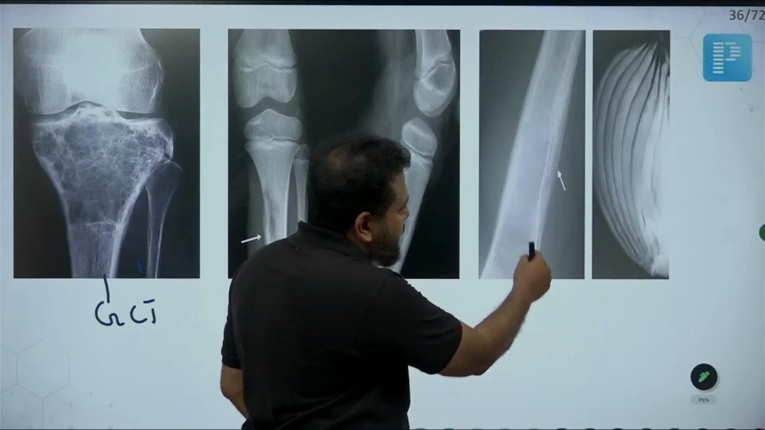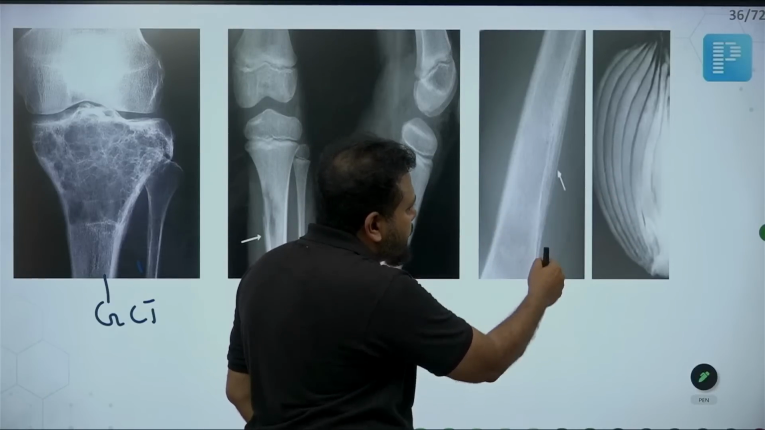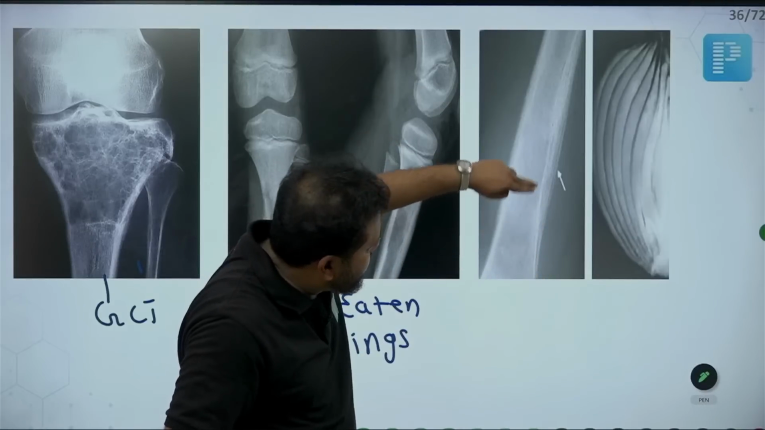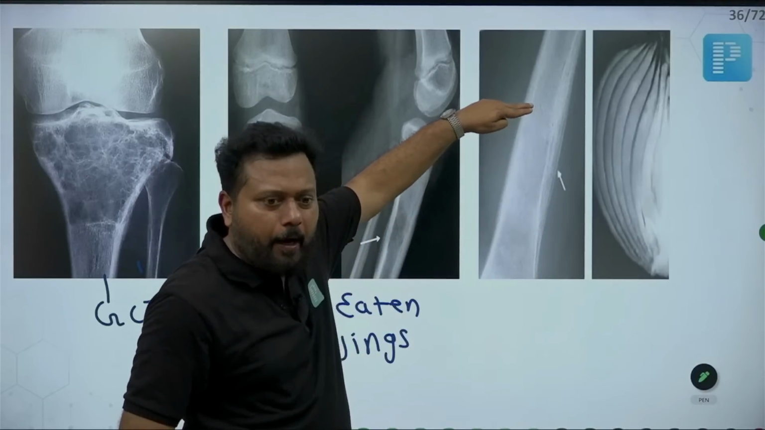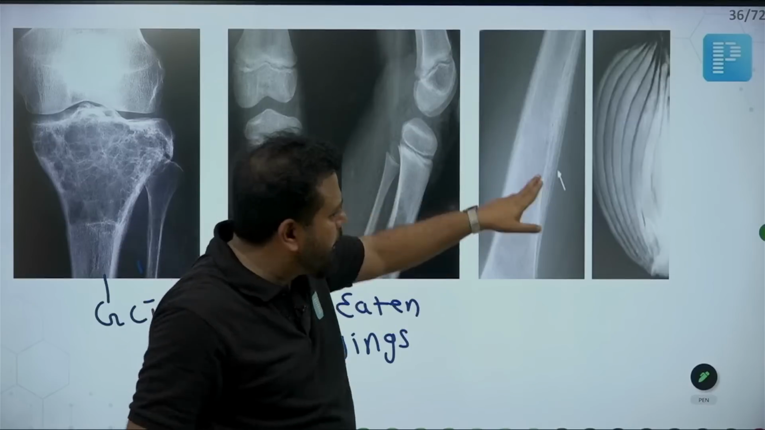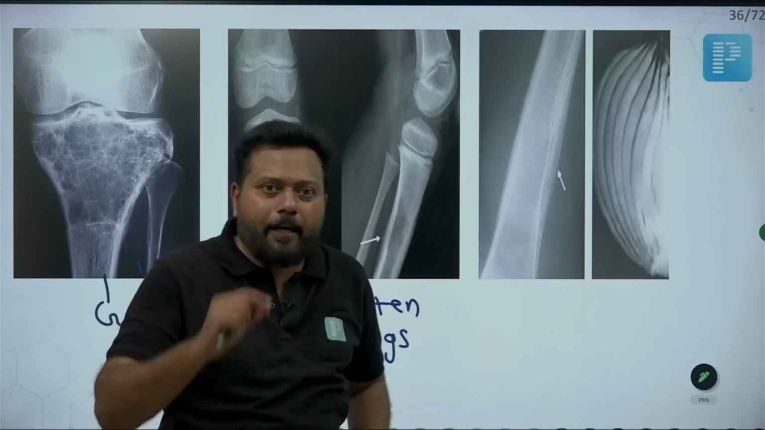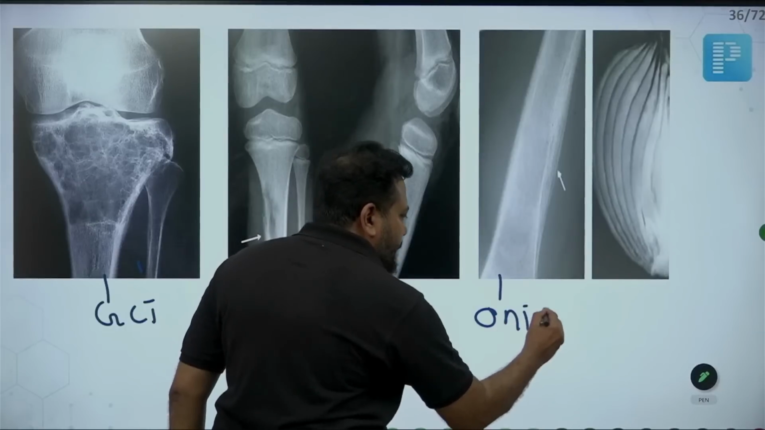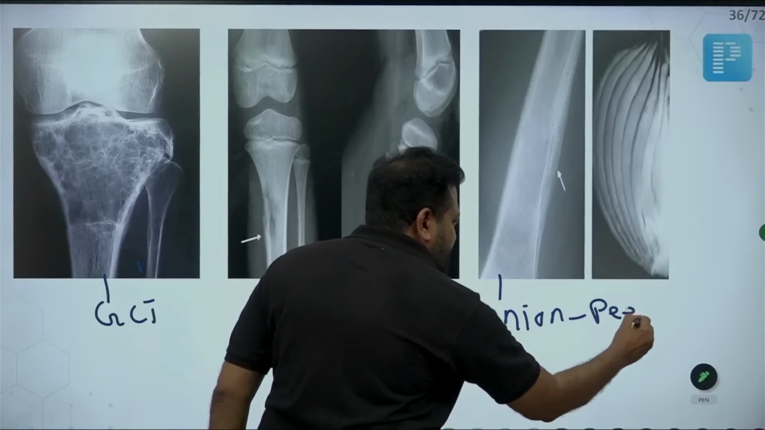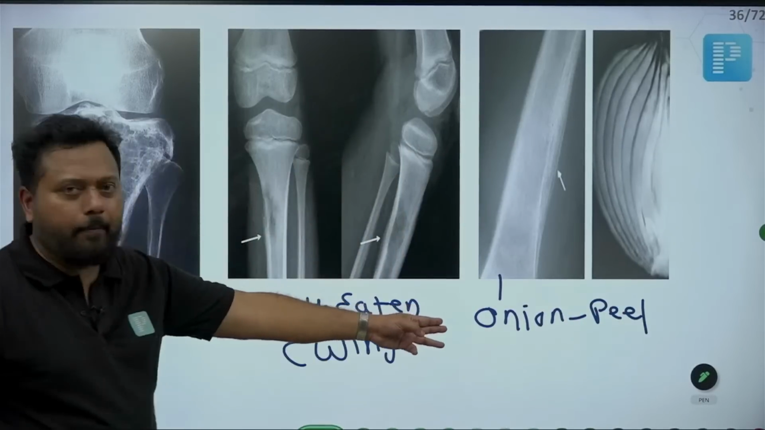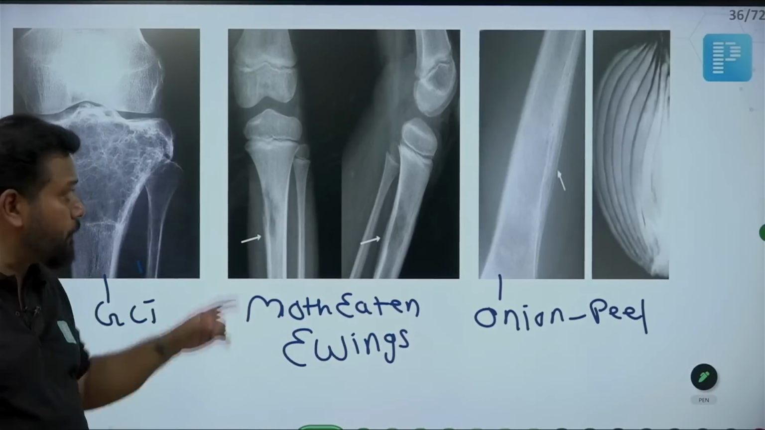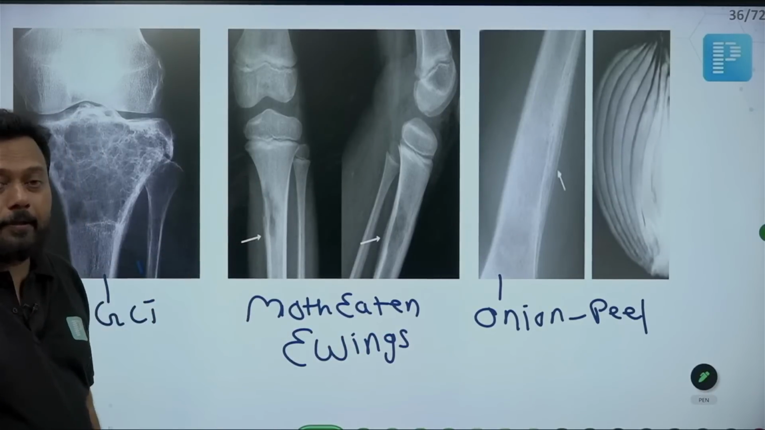When you carefully see this, periosteum is just stripped in layers. I am able to see multi-layers of periosteum. I don't know whether it is clear, but when you zoom and see, multi-layers of periosteum like an onion peel. So this is called onion peel appearance. Very, very classical of Ewing sarcoma. A one lakh times asked question. I am expecting moth-eaten appearance and cracked eyes appearance very soon in the case of Ewing sarcoma.